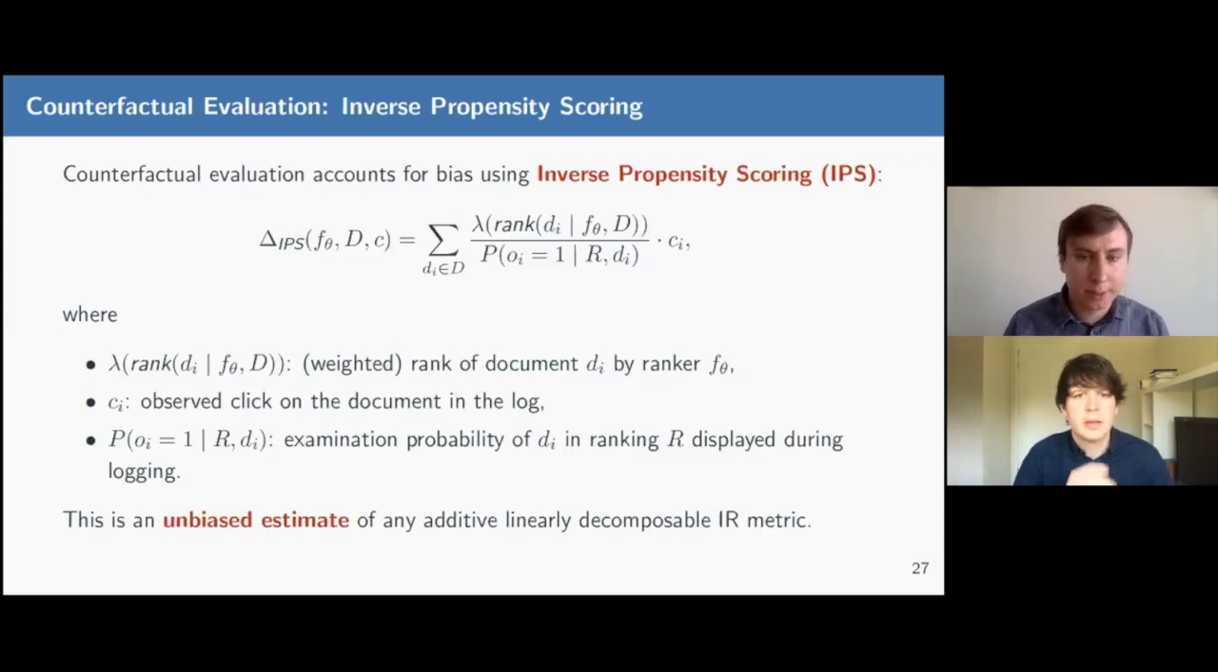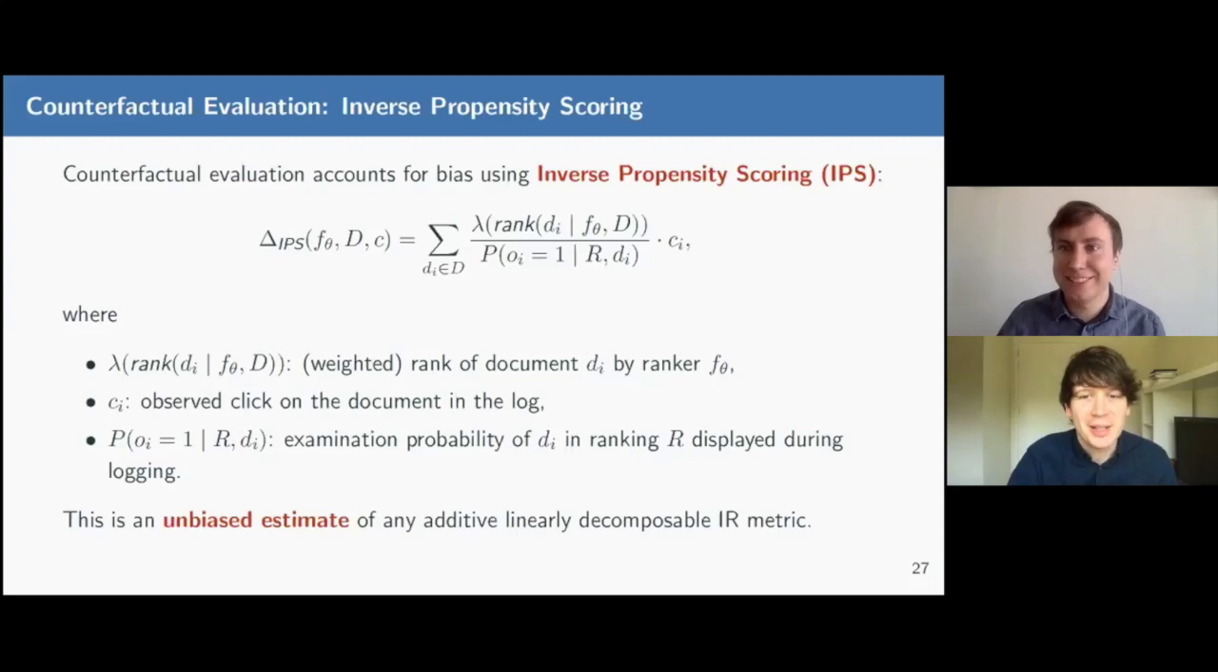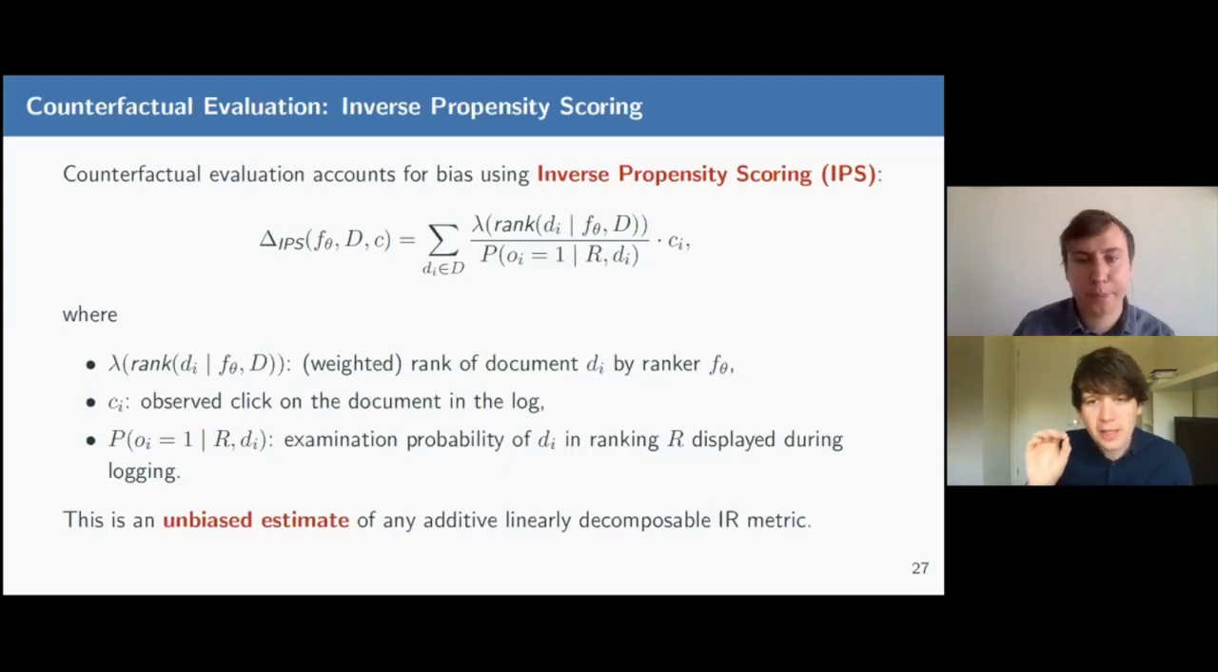All right, yeah. Before you prove it, because I know you're about to, just to be clear, what's happening here is, the new ranker is this F theta, the ranker that we want to evaluate. Correct. But R is the ranking that was displayed when this click was logged, right? So in the division, you're correcting for what was happening during logging in the denominator.